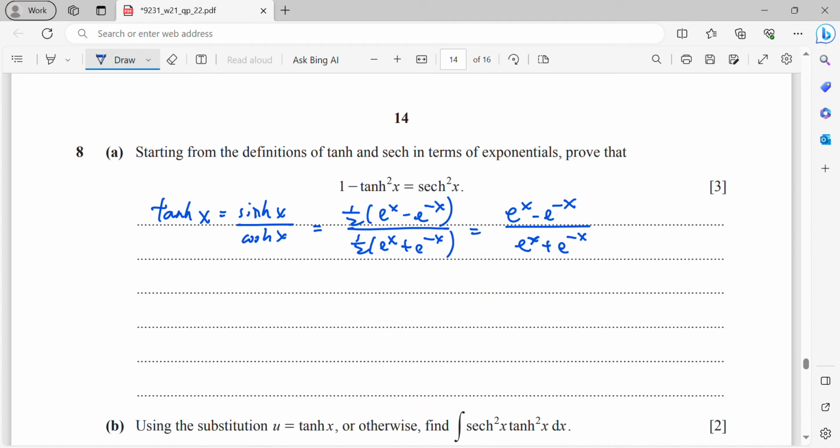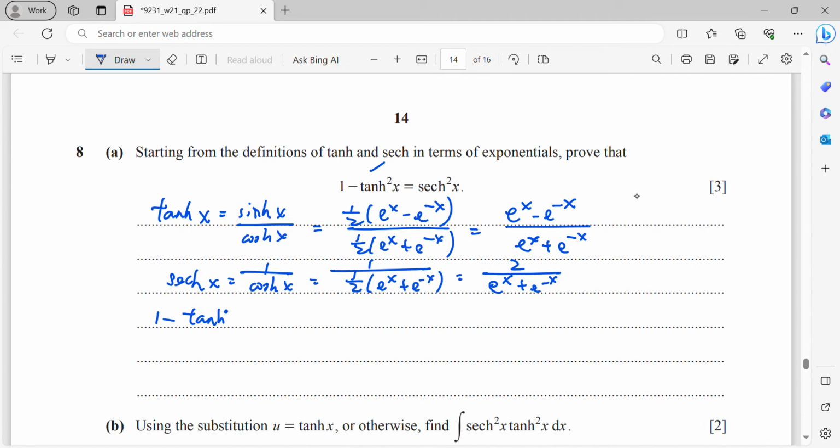Okay, and then the hyperbolic secant x is 1 over cosh x, which means 1 over half of (e^x plus e^(-x)). So the 1 over half becomes 2. Right. Now I need to prove from the left hand side. So 1 minus hyperbolic tangent squared x.